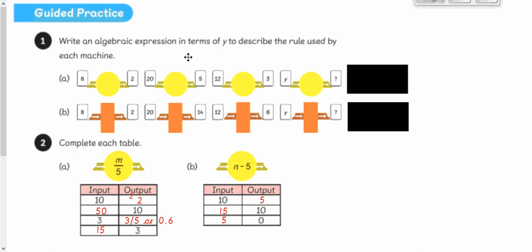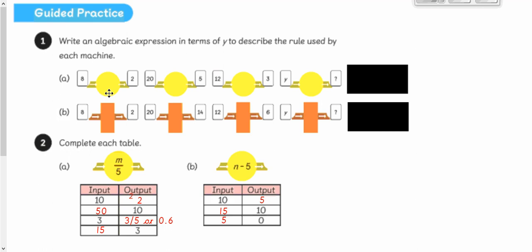So write an algebraic expression in terms of y to describe the rule used by each machine. So let's look at machine A. 8 becomes 2, 20 becomes 5, 12 becomes 3. Y will then output what we're going to write an algebraic expression. So if we look at the first one, take away 6. 8 take 6 is 2. Let's see if it works here. 20 take 6 is not 5. 12 take 6 is not 3, so it can't be that.